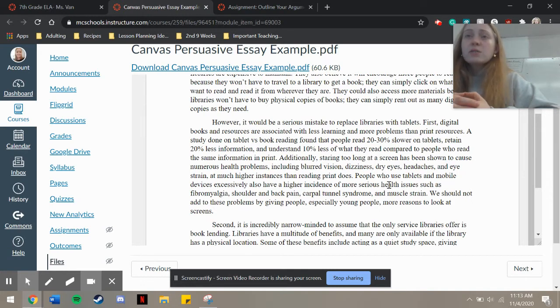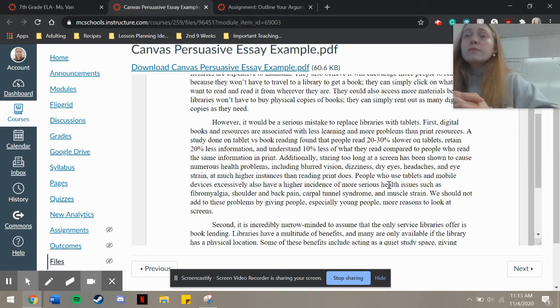Additionally, staring too long at a screen has shown to cause numerous health problems, including blurred vision, dizziness, dry eyes, headaches, and eye strain at much higher instances than reading print does. People who use tablets and mobile devices excessively have a higher incidence of serious health issues such as fibromyalgia, shoulder and back pain, carpal tunnel syndrome, and muscle strain. We should not add these problems by giving people, especially young people, more reasons to look at screens.